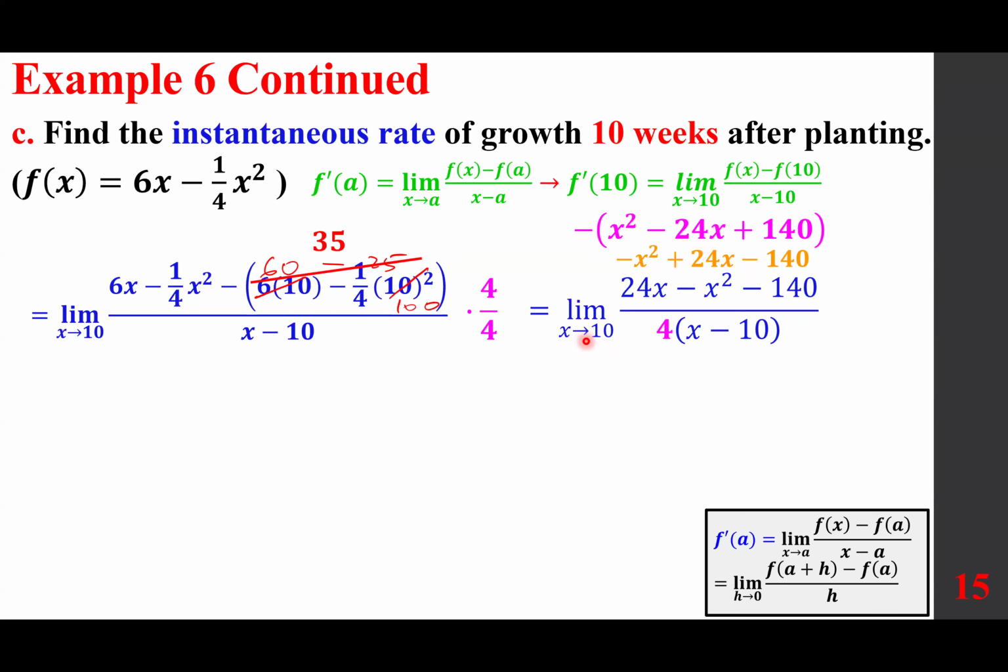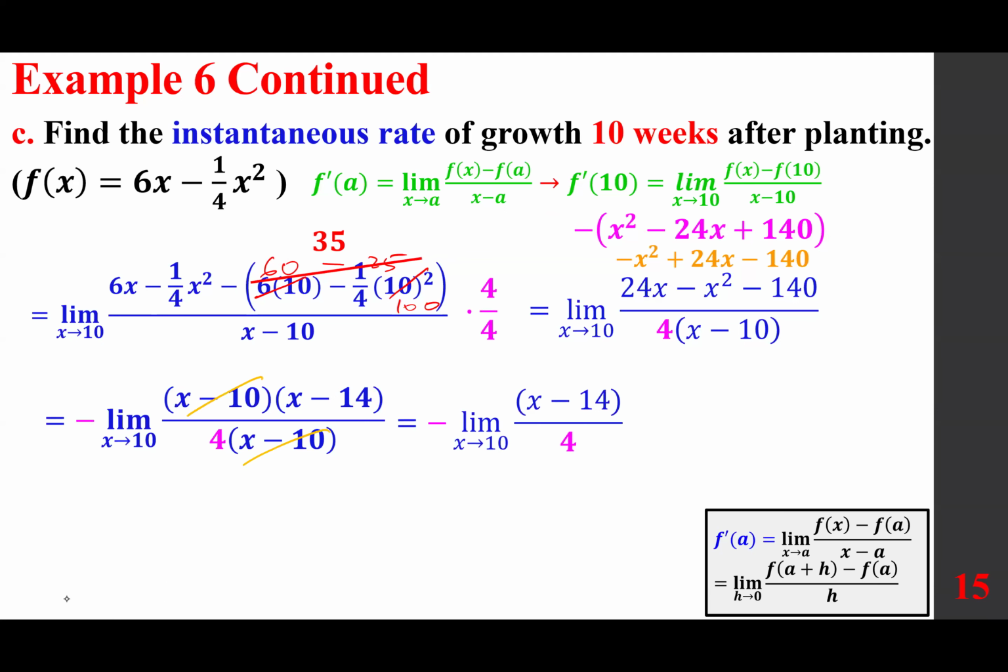On the other hand, you know x is approaching 10, x minus 10 is 0. Therefore, you're hoping the top has a factor of x minus 10, so you get rid of that, and it does. The two numbers are negative 10 and negative 14. Now, please understand this negative sign, I kept it outside. And x squared minus 24x plus 140, I factored into x minus 10 times x minus 14. I haven't touched the denominator, and now we have a common factor of x minus 10. This negative sign remains, and this is the limit as x approaches 10 of x minus 14 over 4.